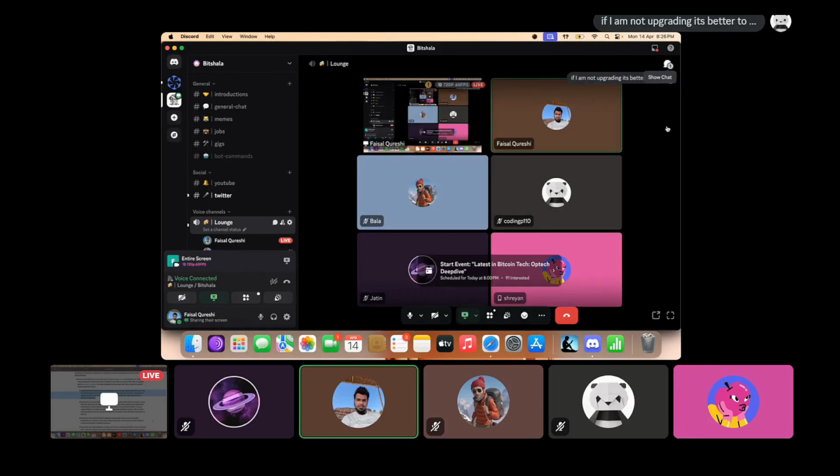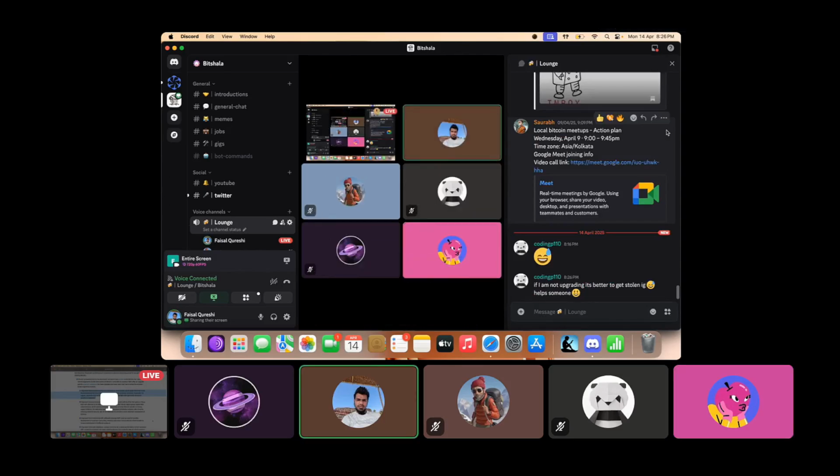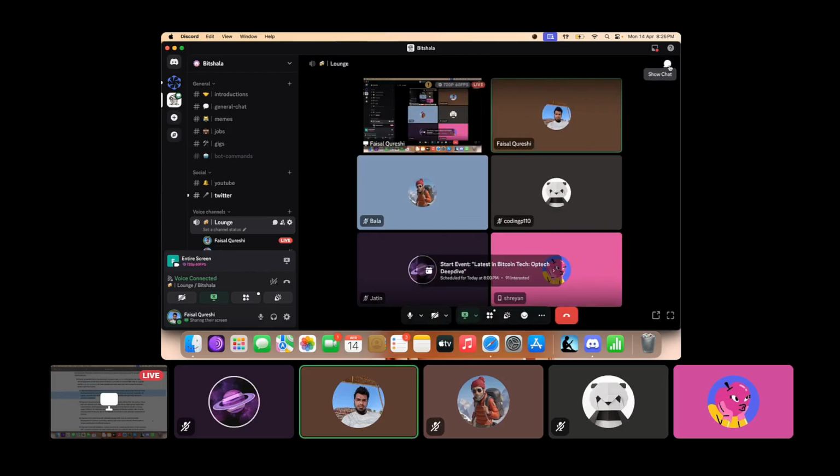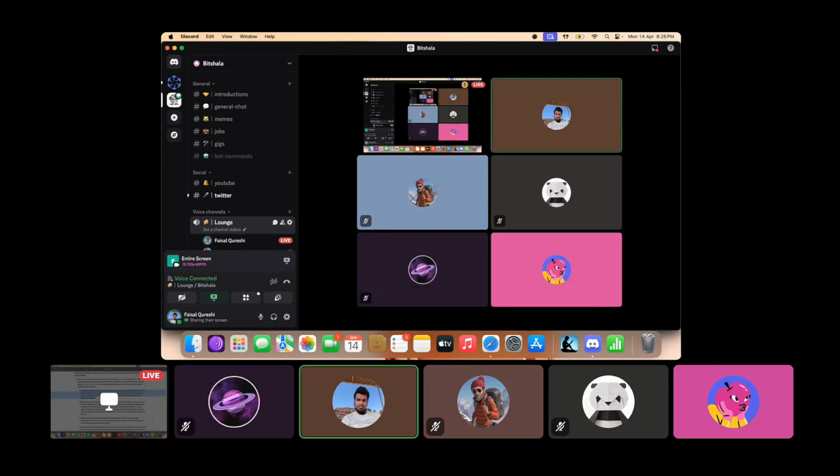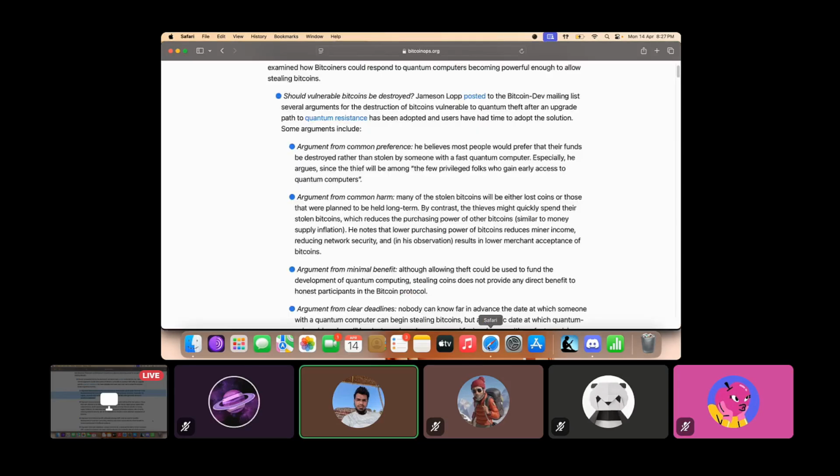Okay, all right. If I'm not upgrading, it's better to get stolen. I also agree with that. Destroying something out of the fear of it being stolen is, to me, a very vague concept. Firstly, there is no guarantee that your specific coins are going to be stolen, right? If I don't want to transfer my coins to a quantum resistant address, it's my wish, it's my will. If somebody wants to steal and I don't want to upgrade, then let them steal it.